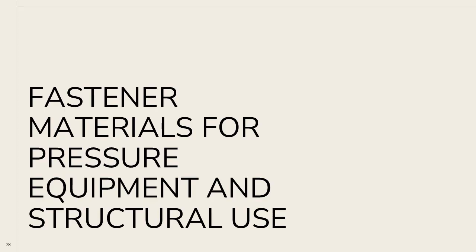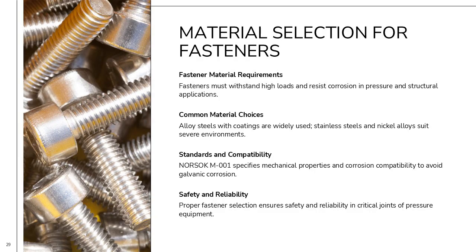Material selection for fasteners. Materials for pressure equipment and structural use. Fasteners used in pressure equipment and structural applications must maintain integrity under high loads and corrosive conditions. Alloy steels with protective coatings are common, while stainless steels or nickel alloys may be required for severe environments. NORSOK M-001 specifies mechanical properties, corrosion resistance, and compatibility with connected materials to prevent galvanic corrosion. Proper selection ensures safety and reliability in critical joints.